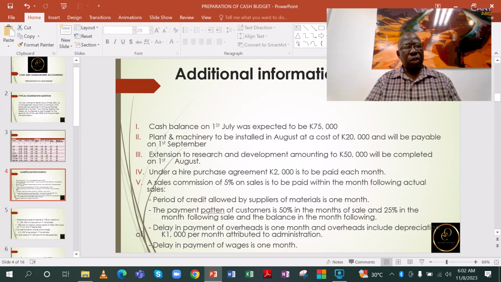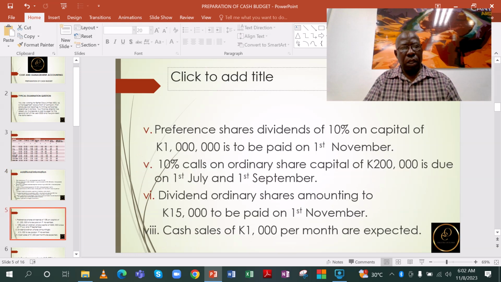Okay, so we are given that preference share dividends of 10% on capital is to be paid on 1st November. Okay, preference share dividend of 10% on capital. So 10% of 1 million is going to be 100,000. So it will be paid in November.